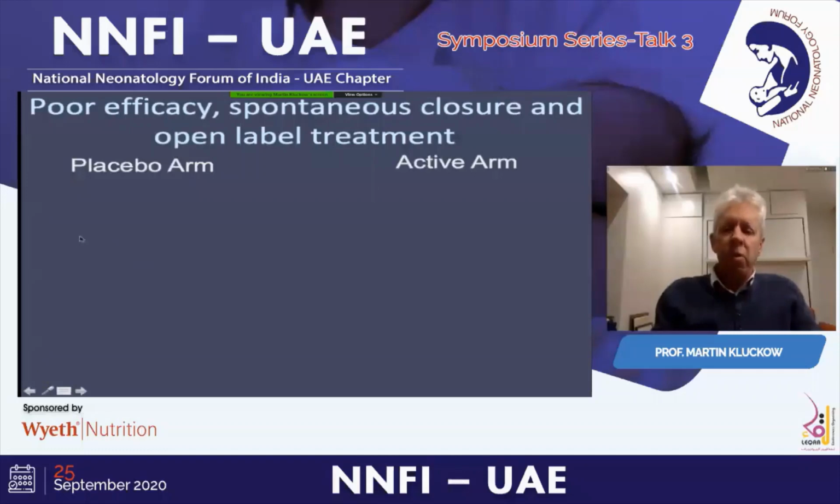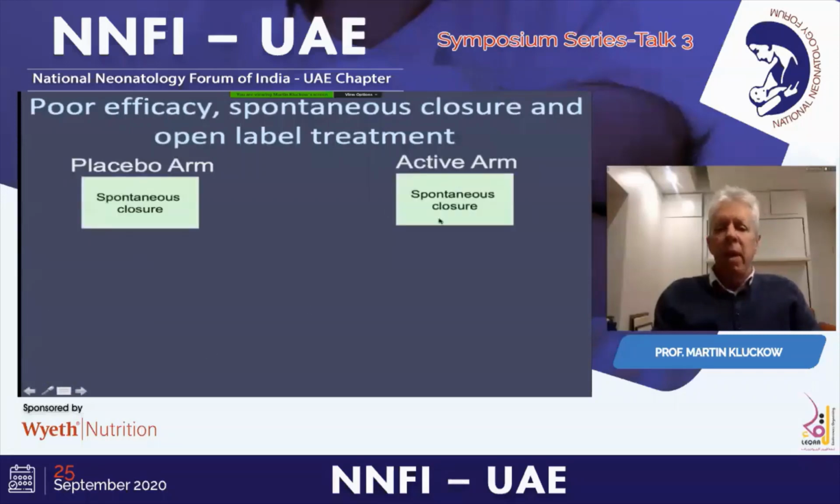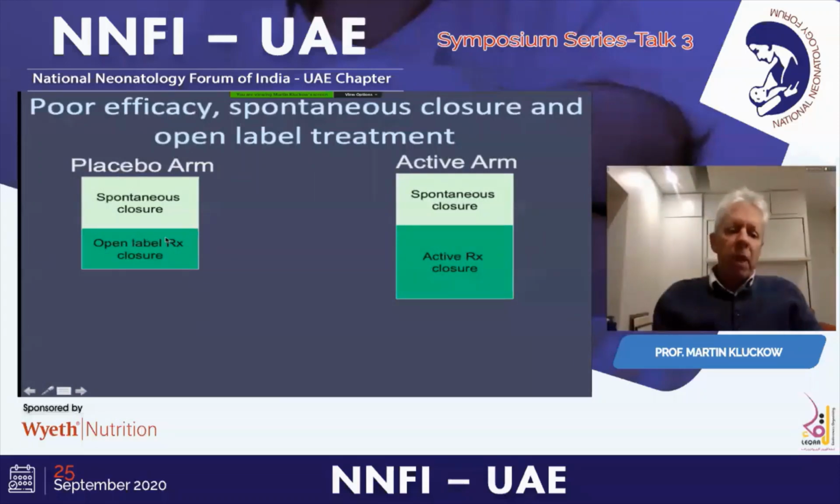And so they actually had a treatment which may close their duct outside of the trial. So what does this look like? If we go down the active arm here, we have spontaneous closure, which would occur presumably at a similar rate in both arms. We have the effect of active treatment closure in the active arm. And in the placebo arm, we have the opportunity in many trials to have open label treatment closure even after the trial period has been undertaken.